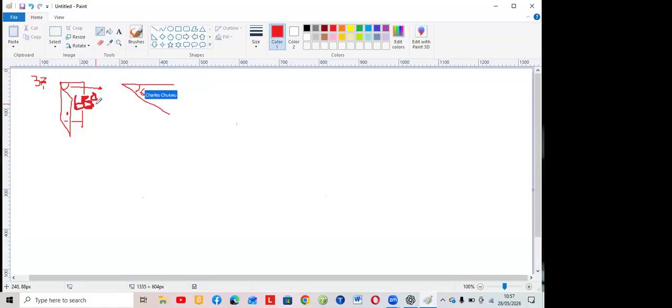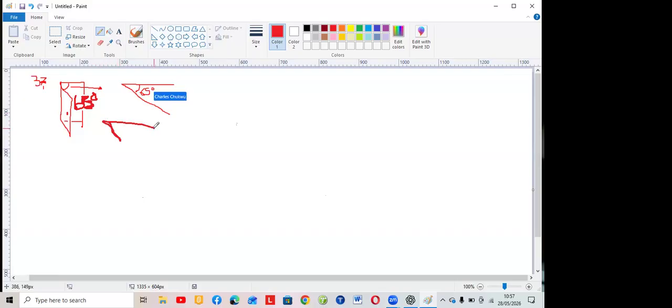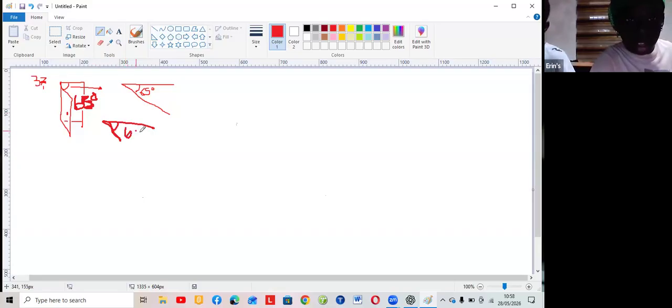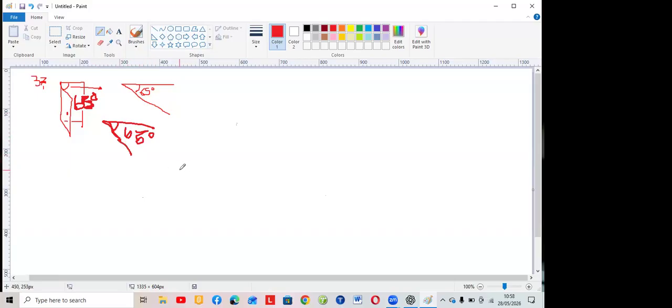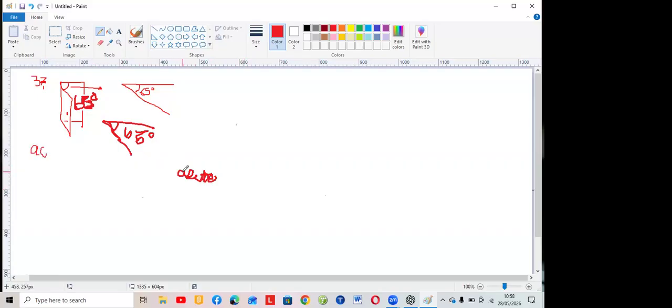Okay. Now, can you see how I'm analyzing this question that Favor just read? Yes, 65 degrees, right? So what's the next question? The next question is what type of angle is that? Is it acute or obtuse or reflex? Acute. Are you sure? Yes, sir. Who doesn't know acute?